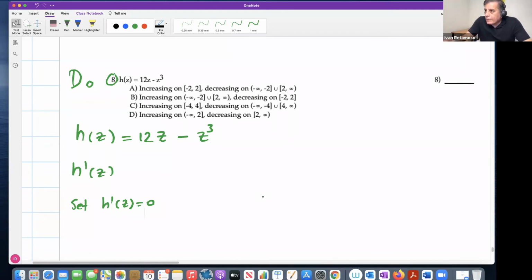Okay, guys, let's work this out together, so we can see other forms. First, we are supposed to take the derivative. If we take the derivative of this function, the derivative of 12z is just 12, minus the derivative of z cubed: 3 comes down, z stays with one less as exponent, right? 3z squared. This is the derivative.